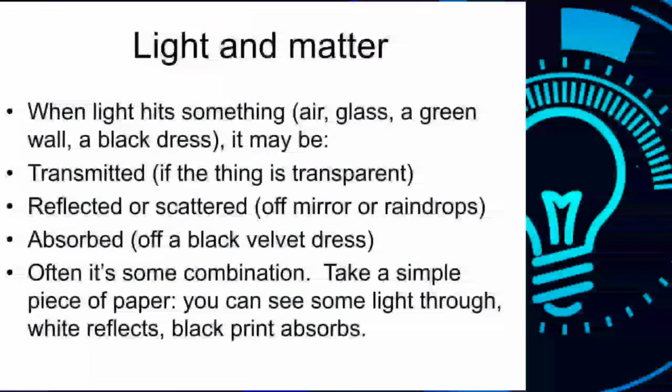Next one is light and matter. When light hits something, it could be air, glass, a green wall, a black dress, it may be transmitted. If the thing is transparent, it may be reflected or scattered off a mirror or raindrops. Or absorbed, like by a black velvet dress.